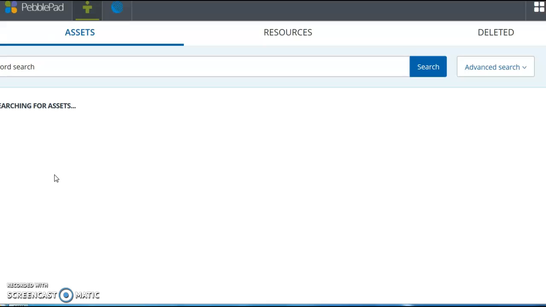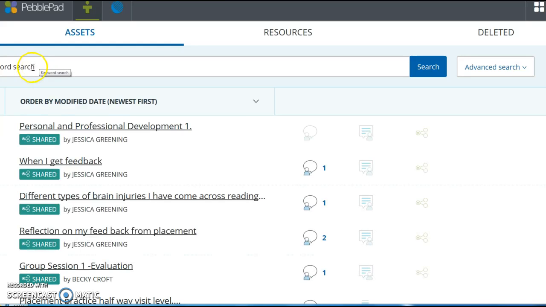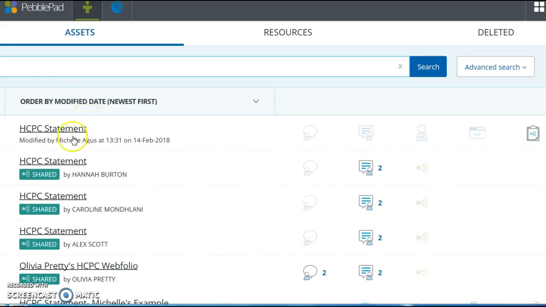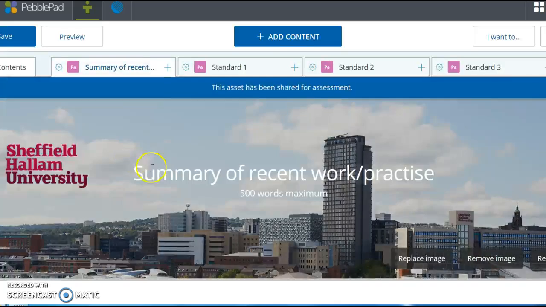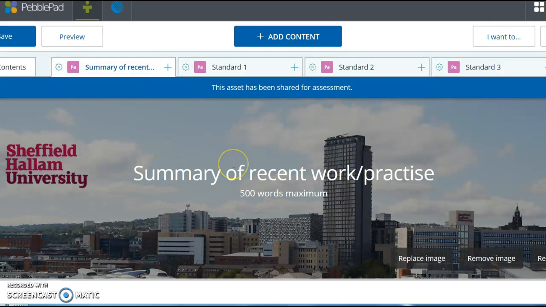So if you go into your assets, I've got quite a few, so I'll just search HCPC. There it is. So the first page is summary of recent work practice.